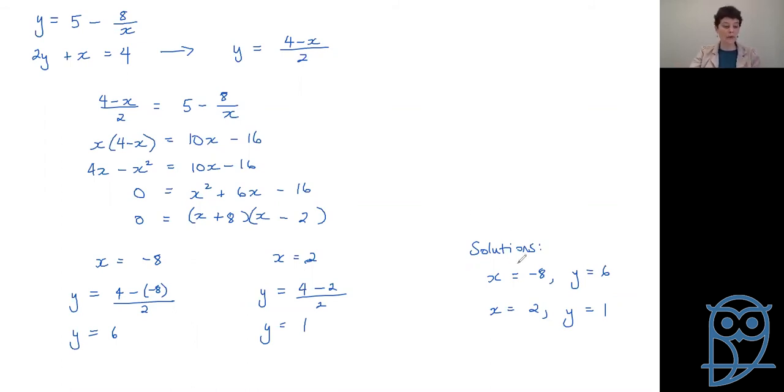So we got one more to round us off for this lesson. Our final example. y equals x squared minus 4x plus 7. 2y equals x plus 5. Now, I chose this one because this is something that you're going to commonly come across.